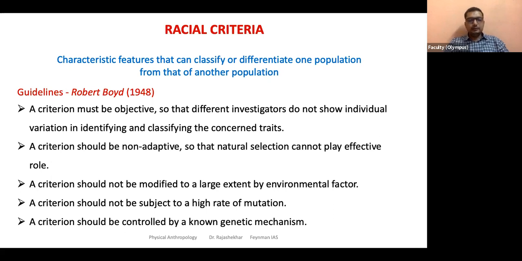Okay, the last point here is the criteria should be controlled by a known genetic mechanism. Knowledge about that genetic change, the genetic control mechanism, is important. So what is the reason behind that change? What is the reason behind that character should be known.